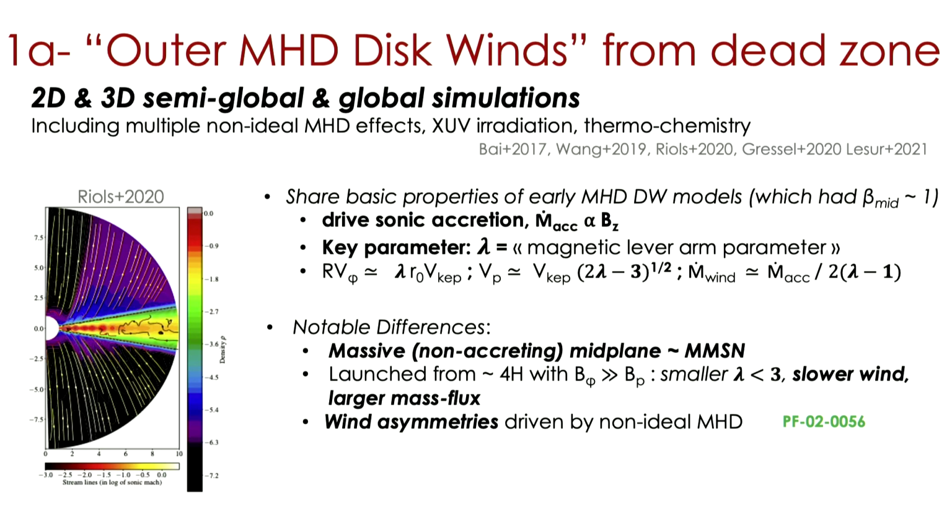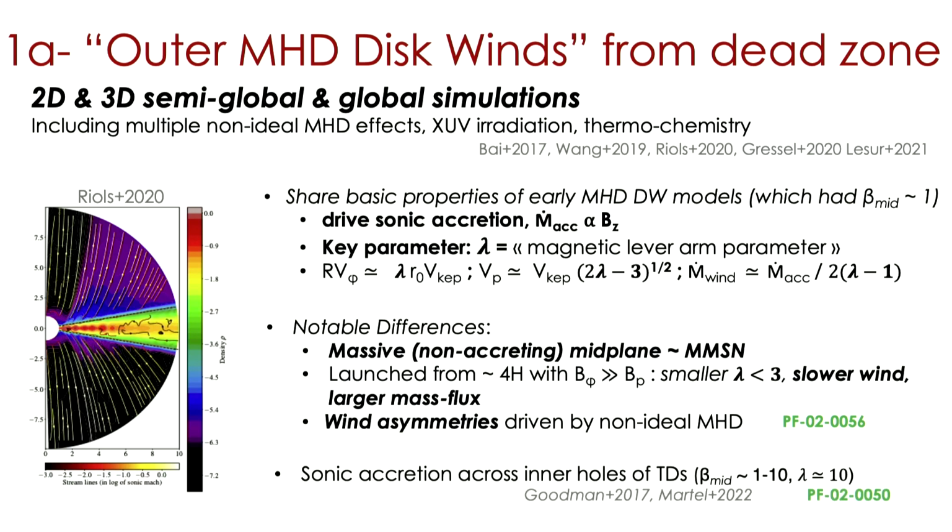This is a simulation by Rios, and notice this is density. Notice that the wind is much denser on the top part of the disk and less dense there. And this is driven by non-ideal MHD. There is a poster on this, and by the way, in green I'm showing poster numbers that I found relevant. I'm sorry if I missed yours, but I tried to be pretty complete.